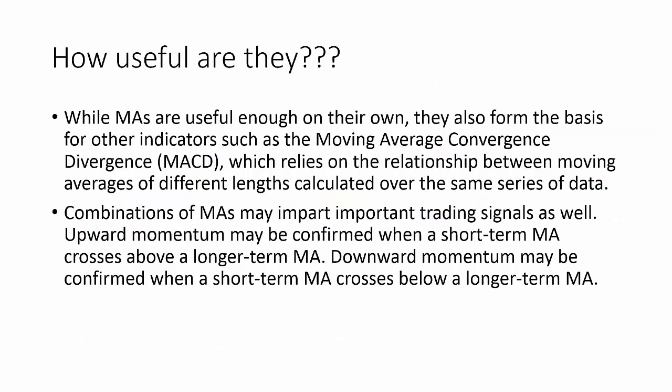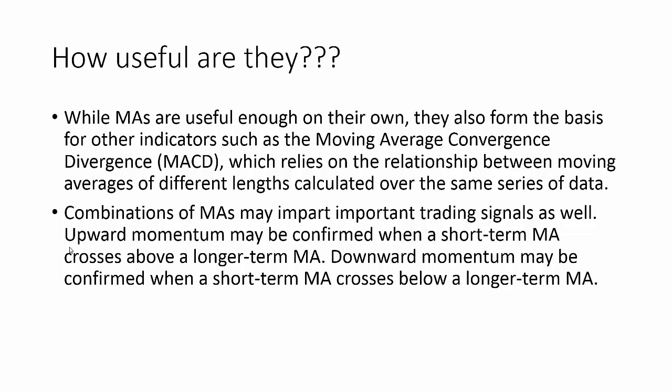Although moving averages are useful on their own, they also form the basis of indicators for things like moving average convergence divergence models. These models rely on the relationship between moving averages of different lengths calculated over the same series of data, usually time series data, obviously. What you use is combinations of different moving averages. These combinations end up giving you information about trading signals, whether or not you should be buying or selling.